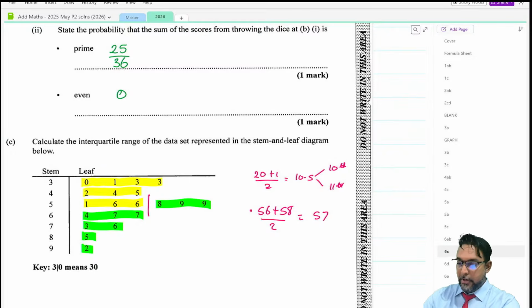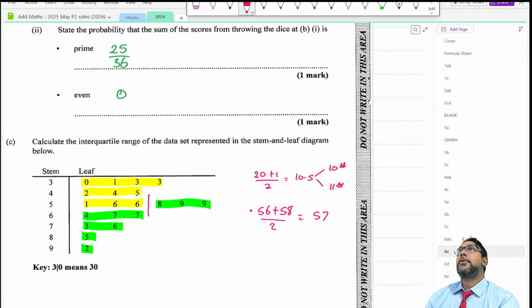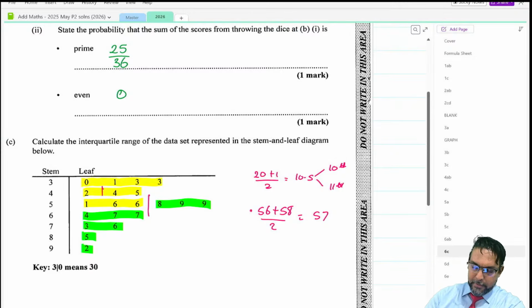All right, so we have a lower half in yellow and an upper half in green. The lower quartile is the median of the lower half of the data. So we have 10 data points, 3, 6, 10 again. That cuts nicely into 5 and 5. So here, we have to find the average of these two.